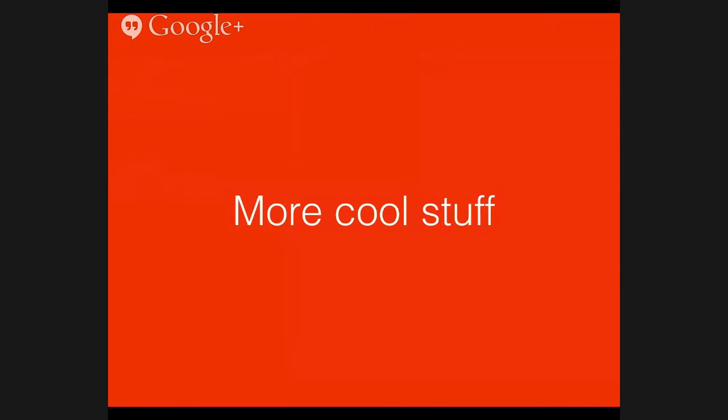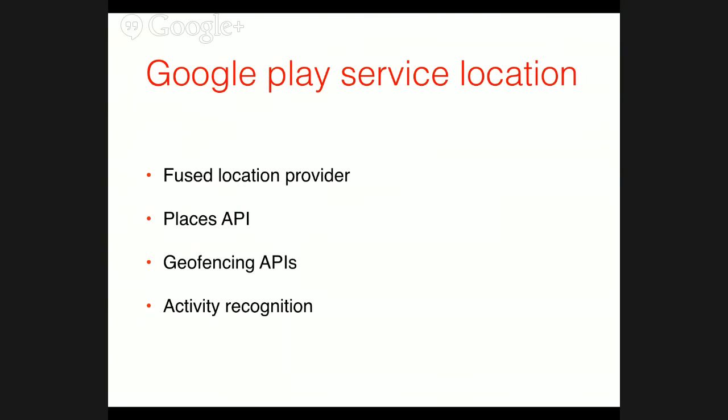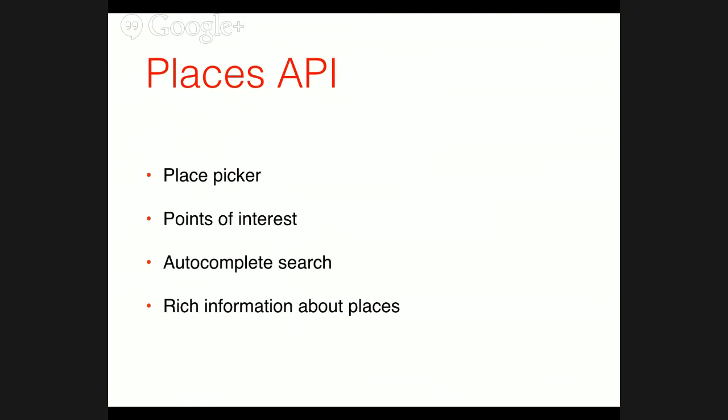Fused location provider is not the only thing that is new in the Google Play Services location package. There are cool new features like the Places API, which is mainly used to provide some contextual information of places nearby and places of the current location of the device. You can use a feature to provide suggestions for autocomplete search, so that the user can search with some query for places around him.